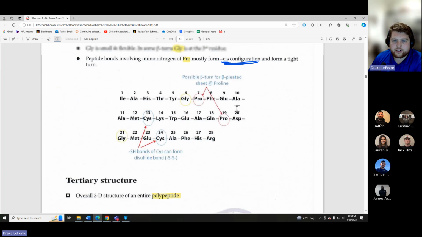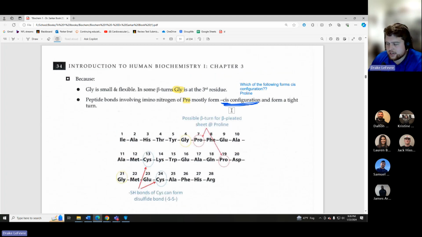Okay, that's secondary structure. What type of bond holds together secondary structure? Hydrogen. What kind of bond holds a primary structure?